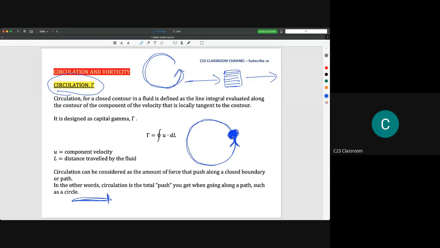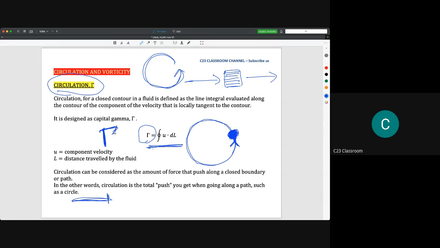Okay, and then we need to determine what is the equation that could reflect the circulation. So the equation to represent the circulation can be written like this. Circulation is written as gamma, the capital gamma. You start with this straight line, and then you will have one symbol like this one. So this is the gamma.